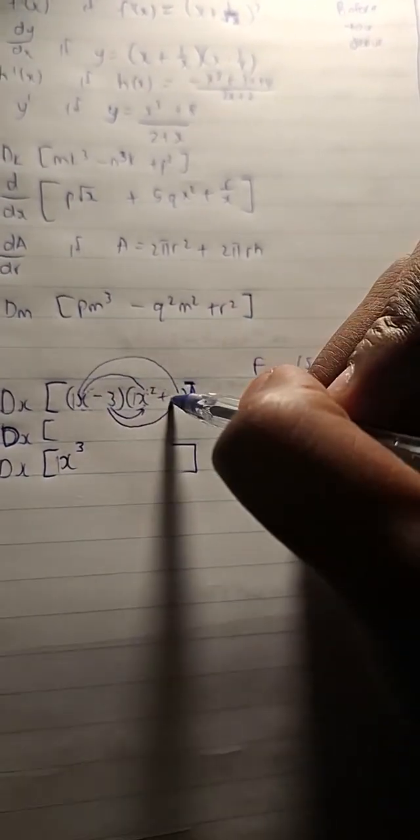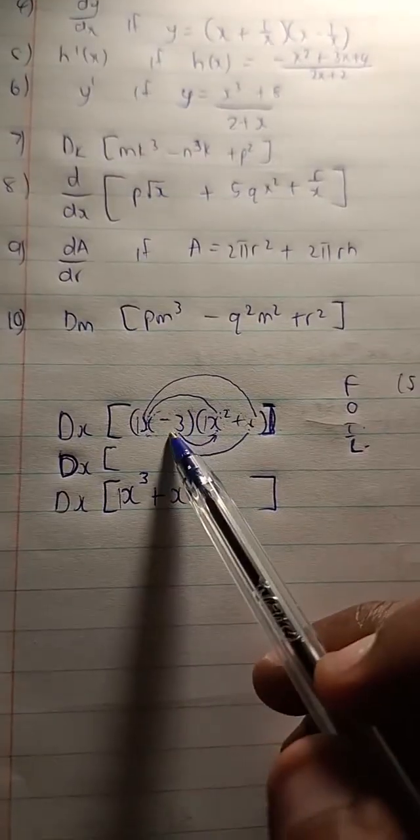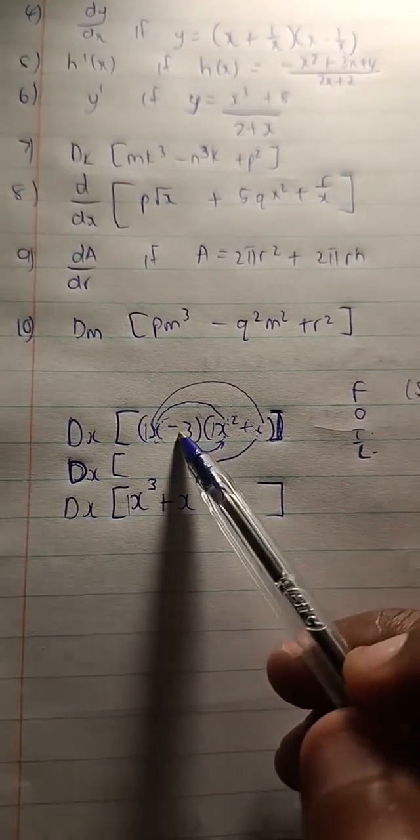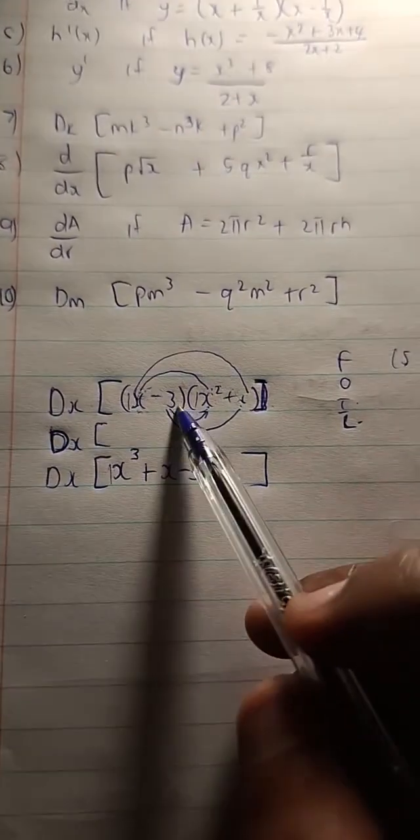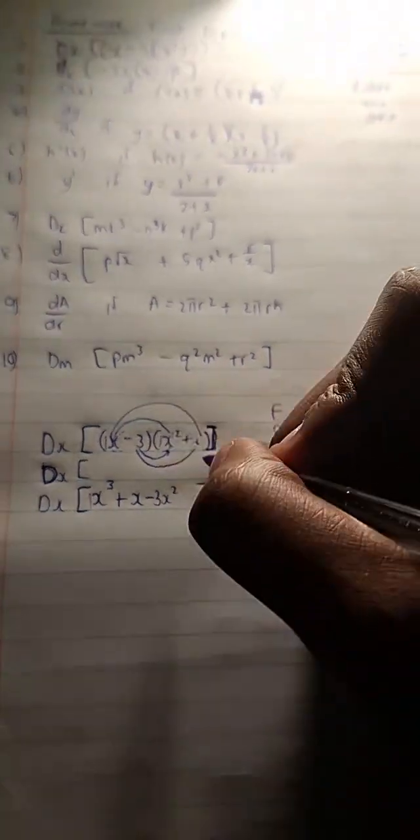Then there's x times 1, right? So positive times a positive gives us a positive. X times 1 gives you x, all right? Then we multiply the inner term. Negative 3 times x squared gives us negative 3x squared. And then last but not least, negative 3 times 1. Negative times a positive is a negative. 3 times 1 is 3, all right?